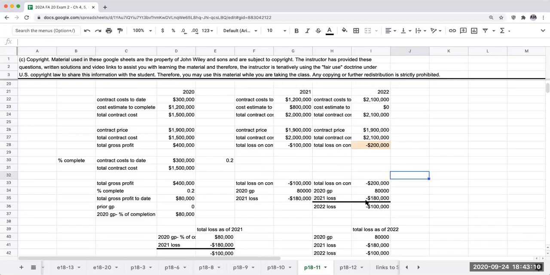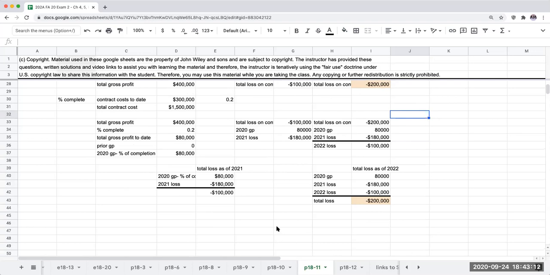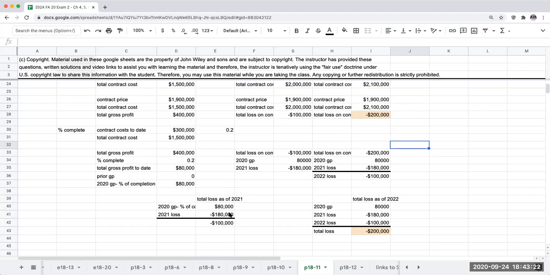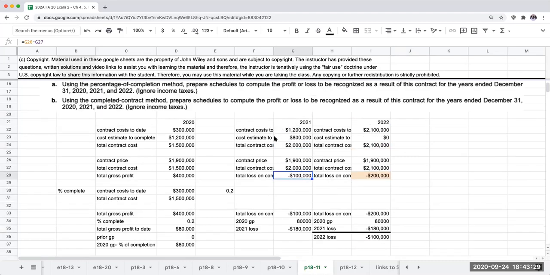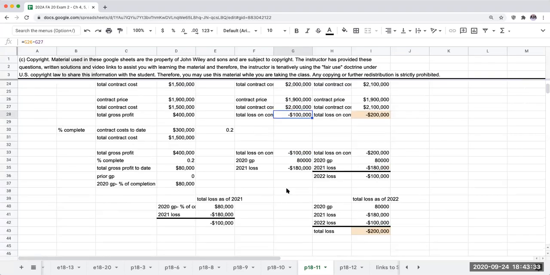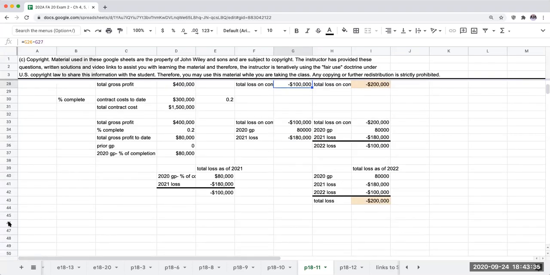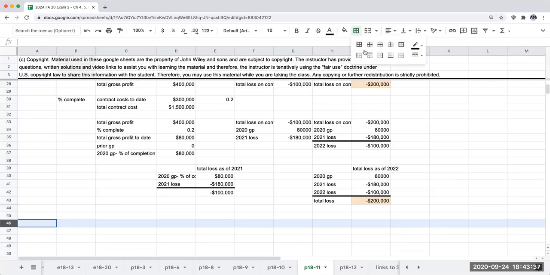What's very important to remind ourselves is that if you have a prior amount that was recognized as a profit, you may need to go through and recognize a greater loss because you took this profit previously. Because at the end of the day, in this type of situation, the total loss has to equal your cost estimates less your contract price. So that is percentage of completion.